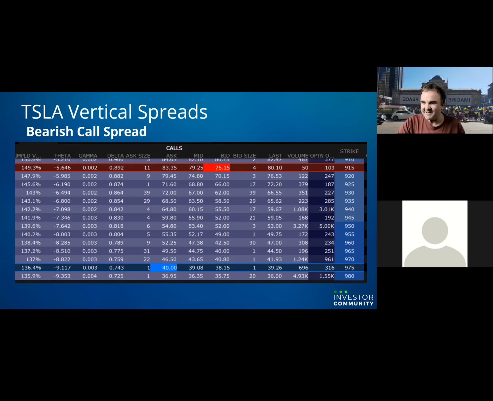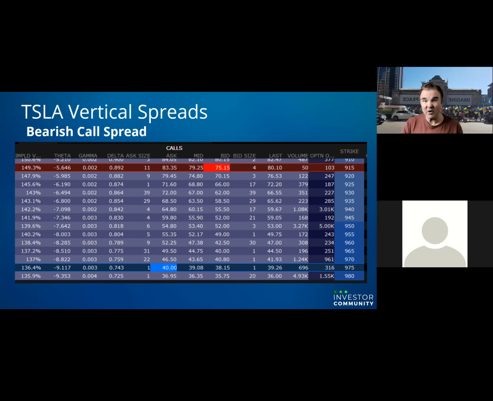I can't do the math, though. Okay, all right, I'll do it for you. We're collecting $75, let's just call it $75, when we sell this 915 call. We are paying $40 to buy this 975 call. So we're actually collecting $35.15. We are being paid $35.15 going into our account as soon as we make this trade. That's awesome, right? So this is a credit spread.